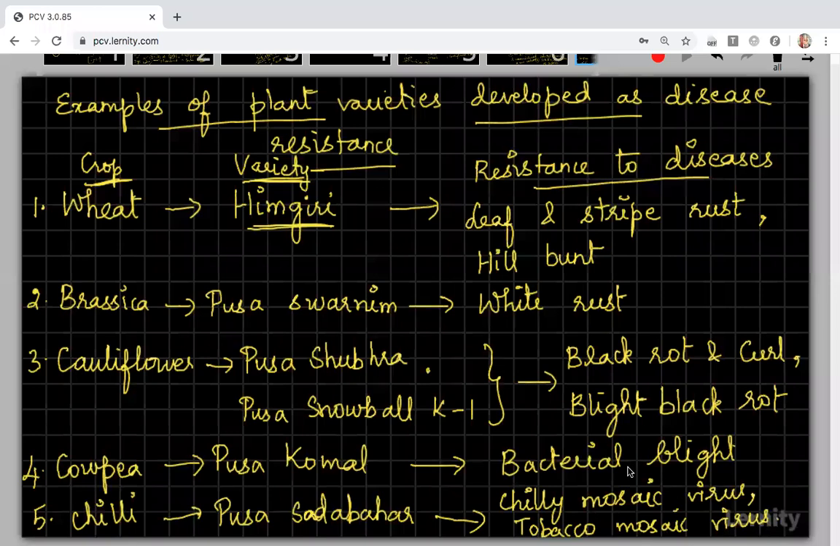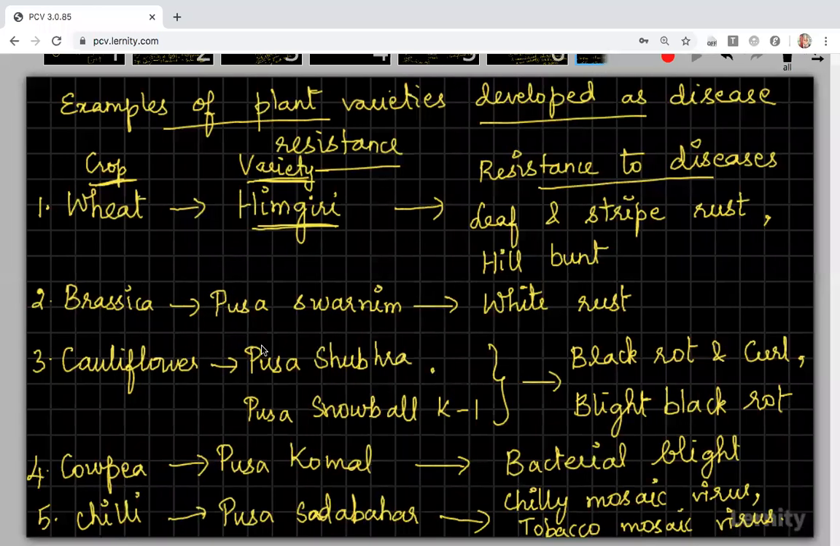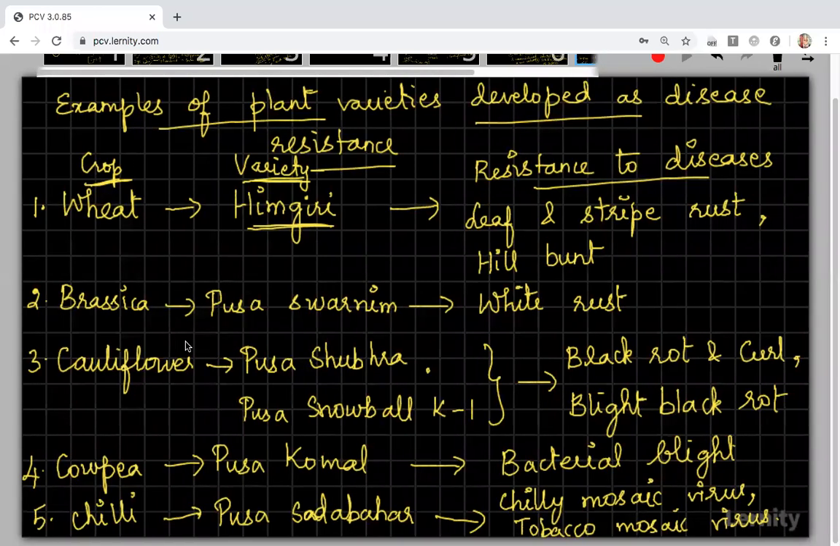Okay, so these are the different plant varieties, a few examples. Don't think only these varieties of plants have been developed so far. We have thousands and thousands of varieties of plants that have been developed for disease resistance. I have given you some important examples. Okay, so please copy this.